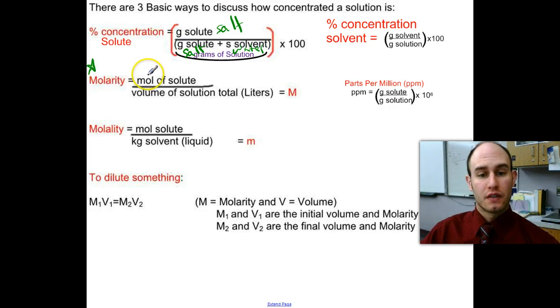This is moles of solute over volume of solution, so it's moles per liter. The symbol here is very important to know. It's a capital M, whereas for molality it's actually a lowercase m. So that's a big difference. You really need to know the difference between the two symbols here.